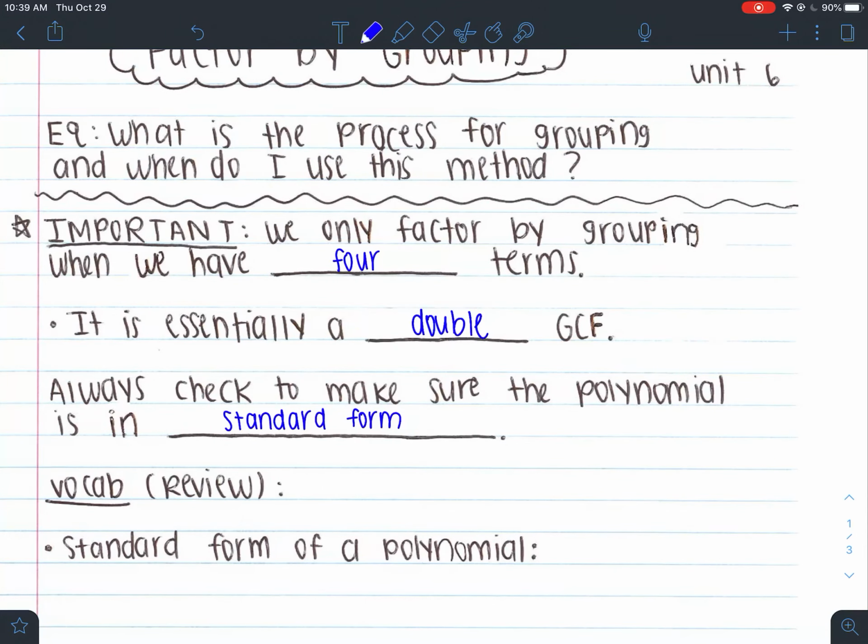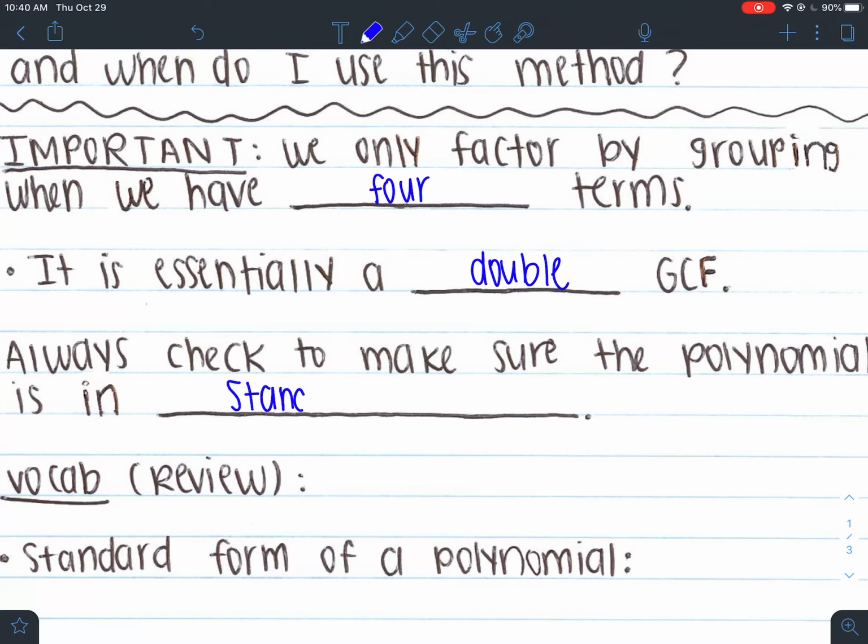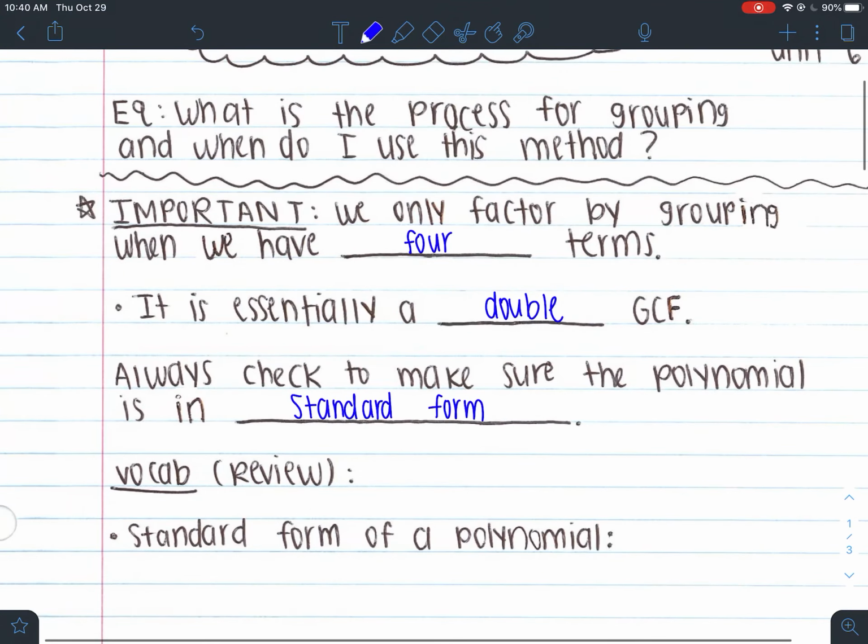Now, we learned standard form back in Unit 1 of a polynomial. So this is not the same thing as the standard form of a line, so it's not like ax plus by equals c. It's not the same thing. You want this in standard form. Now, we're going to review what standard form of a polynomial is.